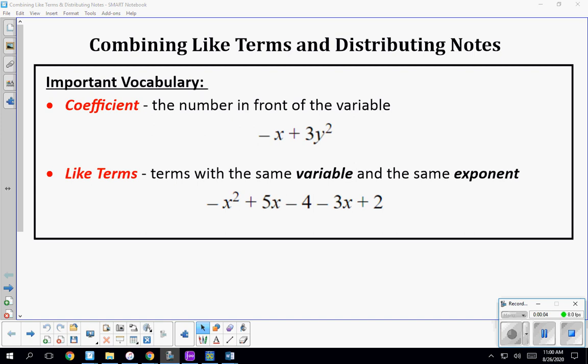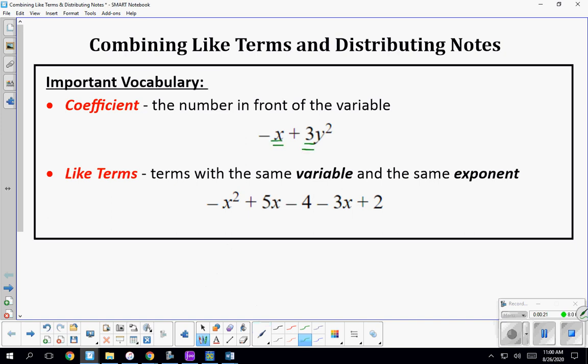In this video, we're going to review how to combine like terms and how to distribute. Hopefully these are familiar, or at least hopefully they come back quickly. So the word coefficient just means the number in front of the variable. So in this case, the coefficient of y squared is 3.